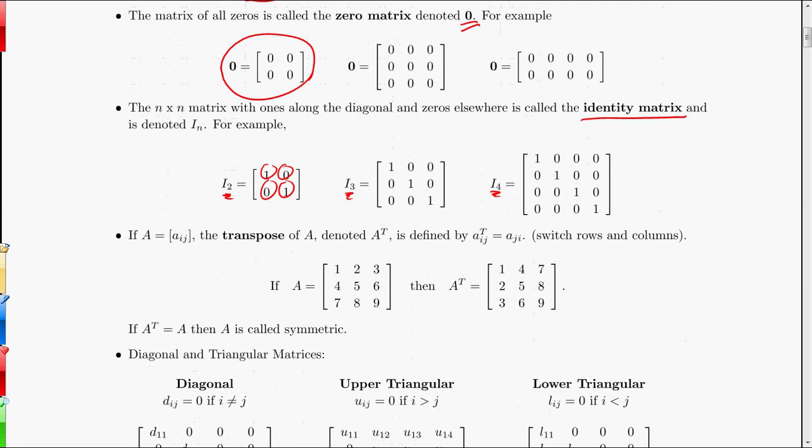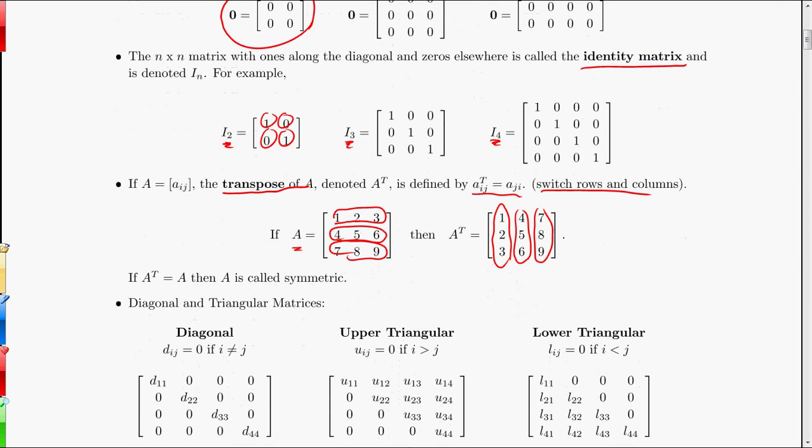The transpose of a matrix A is denoted term by term this way, but really what you have to keep in mind is that you're going to switch rows and columns. For example, if this is A, then the first row is 1, 2, 3. That means the first column of A transpose is 1, 2, 3. The second row becomes the second column, and the third row becomes the third column.